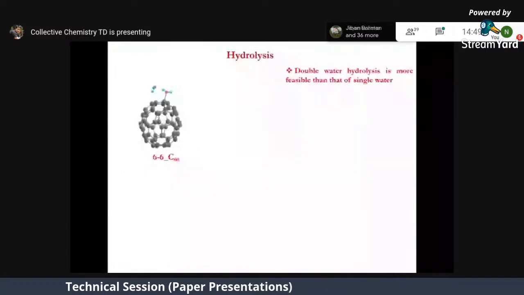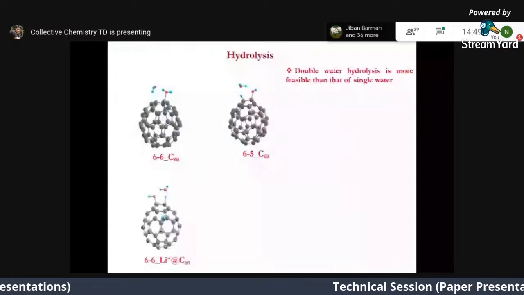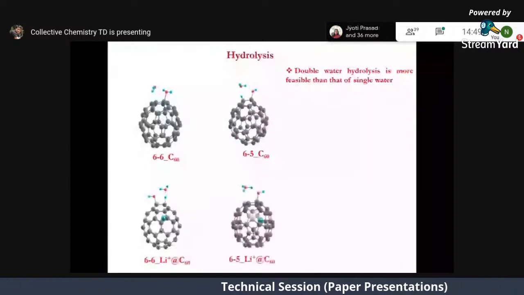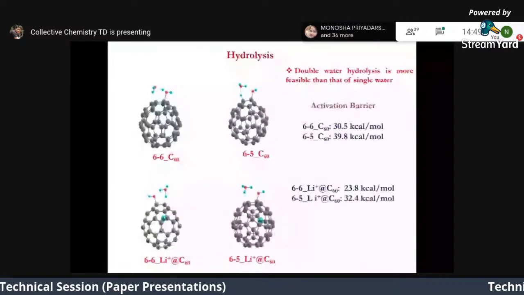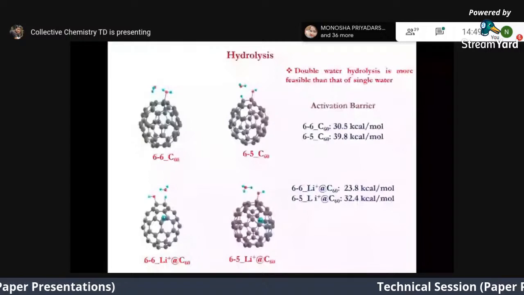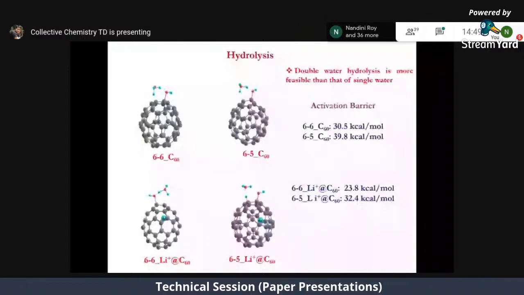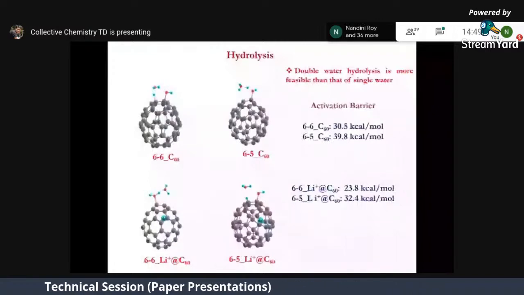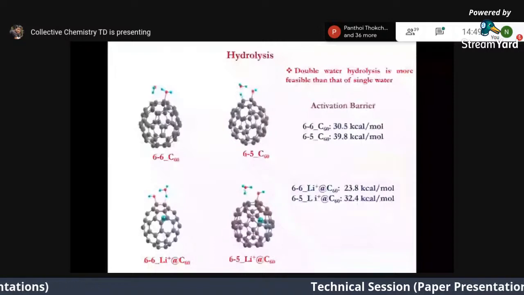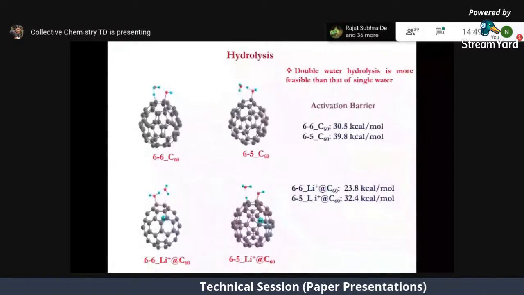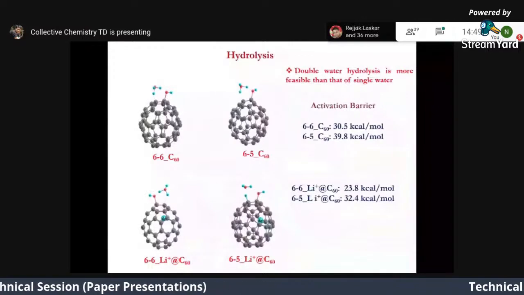Now, for hydrolysis, this is the hydrolysis process where we observe the double water hydrolysis, and this is the mechanism of the hydrolysis process with the corresponding animation. And here also, when we encapsulate Li plus, the reactivity increases as the barrier height decreases from 30.5 to 23.8, and for 6-5 also it goes from 39.8 to 32.4 kilocalorie per mole, which means that on encapsulating lithium plus inside the fluorine, the reactivity increases.